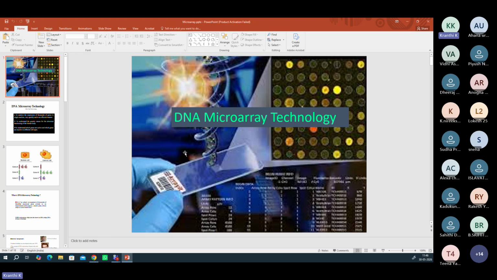What method do we use here? Laser scanner or computer analysis, right? Then we can find out the expression of thousands of genes simultaneously. How long will it take? Maybe a few hours to 1 day, right? But the cost is more because we are using 10,000, 20,000 probes, right? These are DNA sequences in a microchip. So this is called complete gene expression profiling. If the person has any abnormality, you can find out.